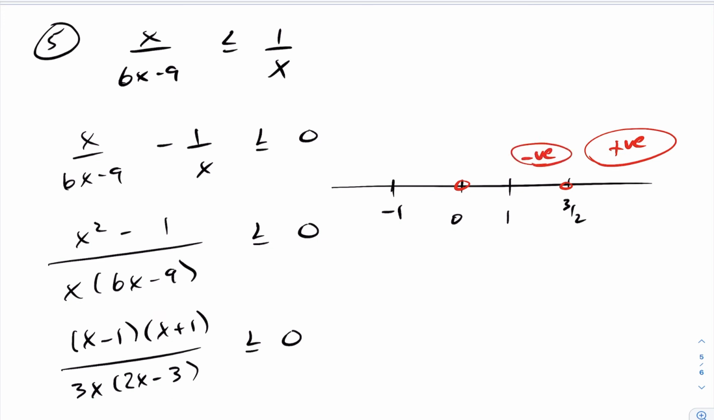Continuing on here, pick a number between 0 and 1 here. Let's say 1/2. We're going to end up getting negative, positive, positive, negative, and the result will be positive. And now pick a number between -1 and 0. Let's say -1/2. If we put in -1/2 here, we're going to have a negative value, positive value, negative value, negative value. And the result here will be negative.